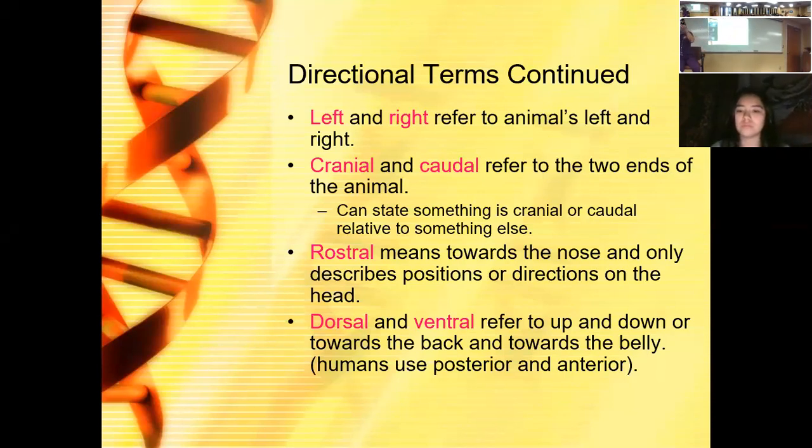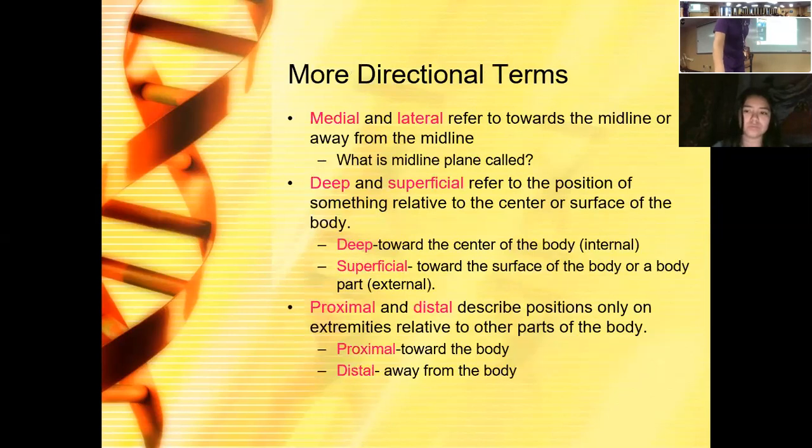Rostral on the head, towards the nose. My eyes are rostral to my ears. Dorsal towards the back, ventral towards the front, like to ventilate. Medial towards the midline. Medial means middle. Lateral towards the sides. So my heart is medial, my arms are lateral.